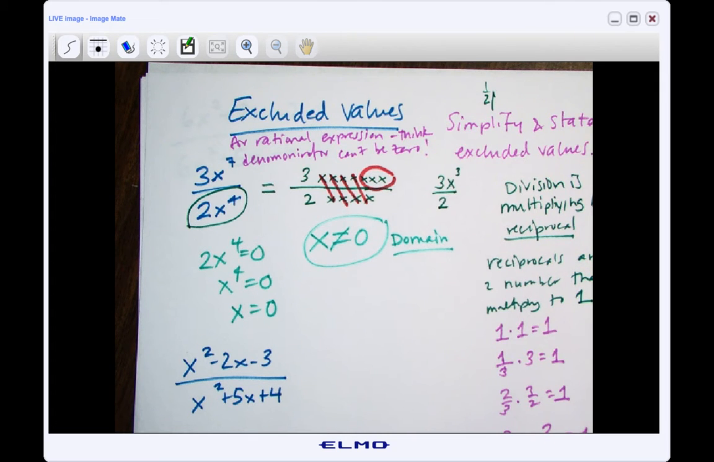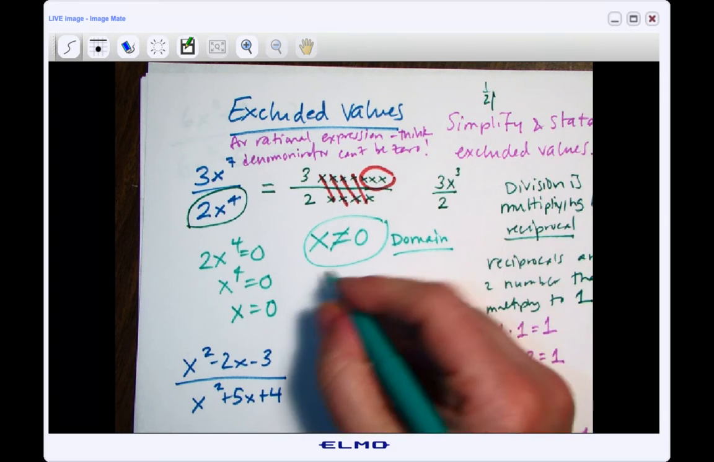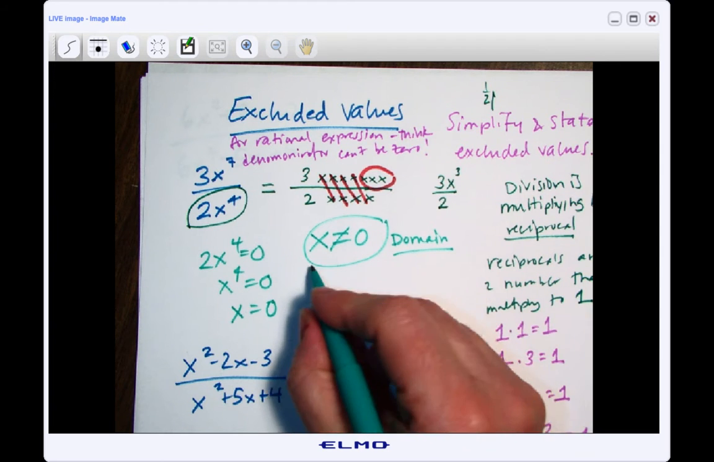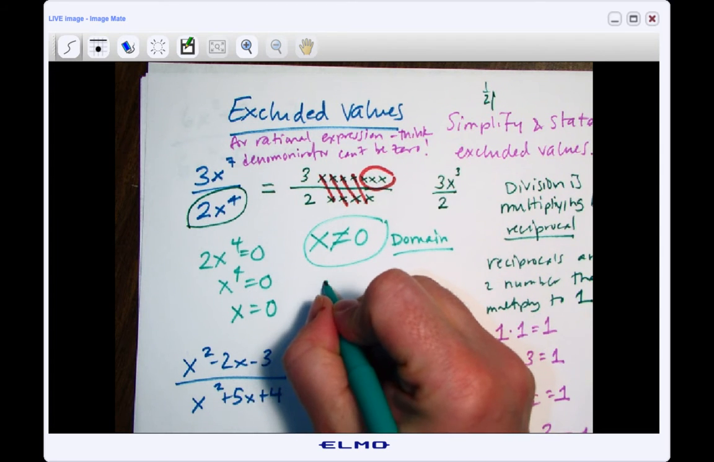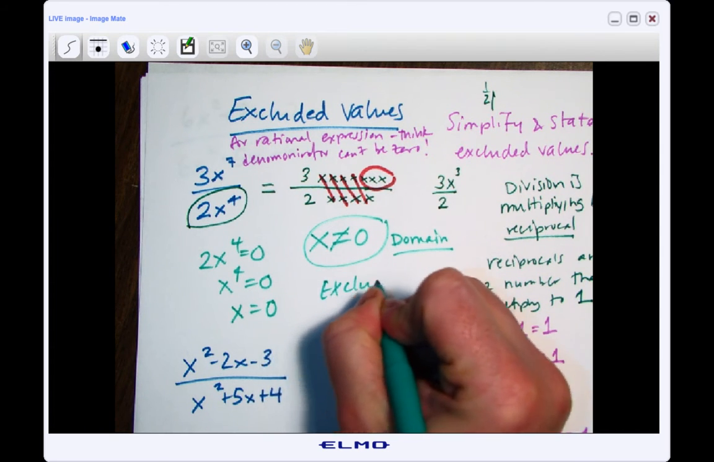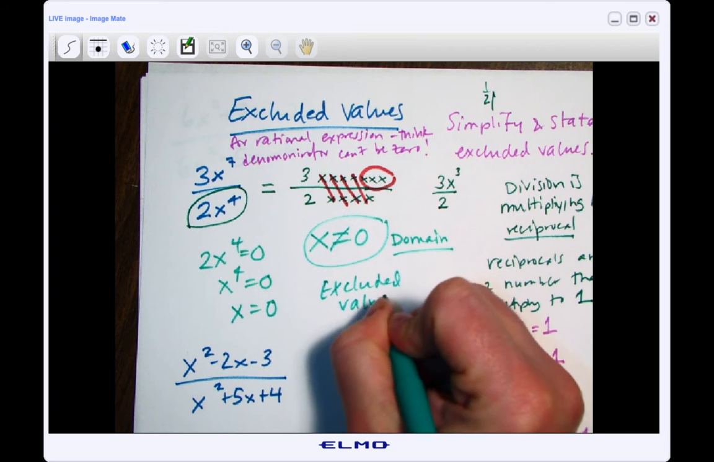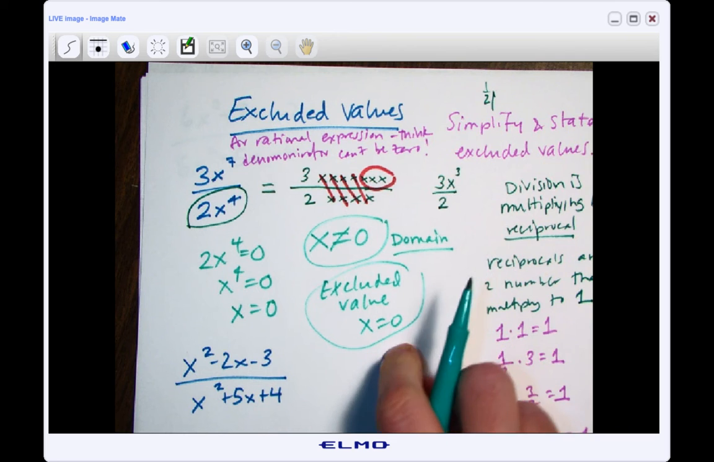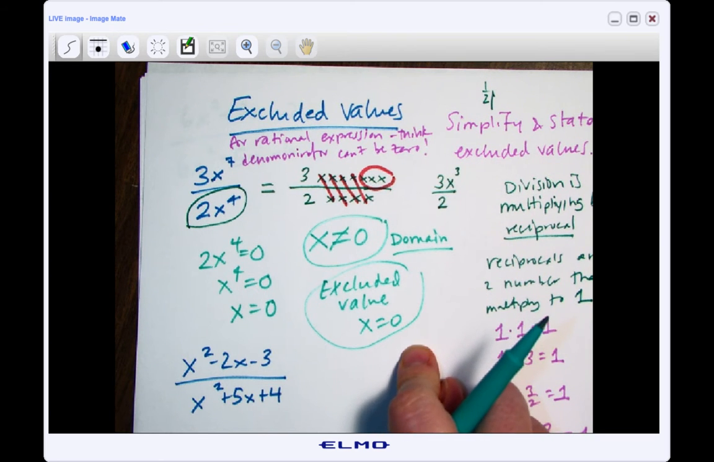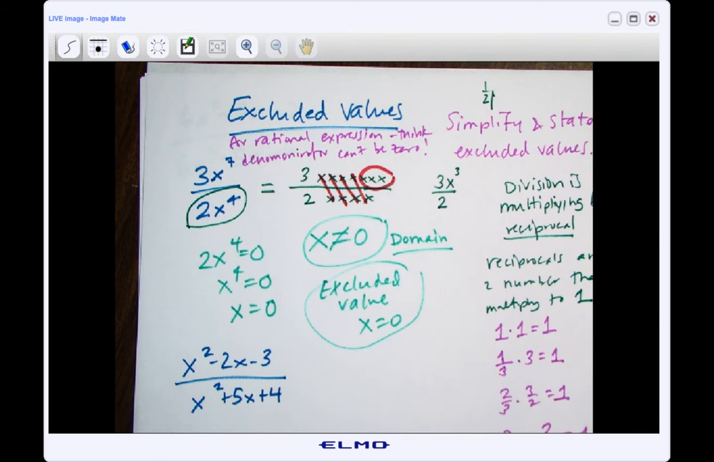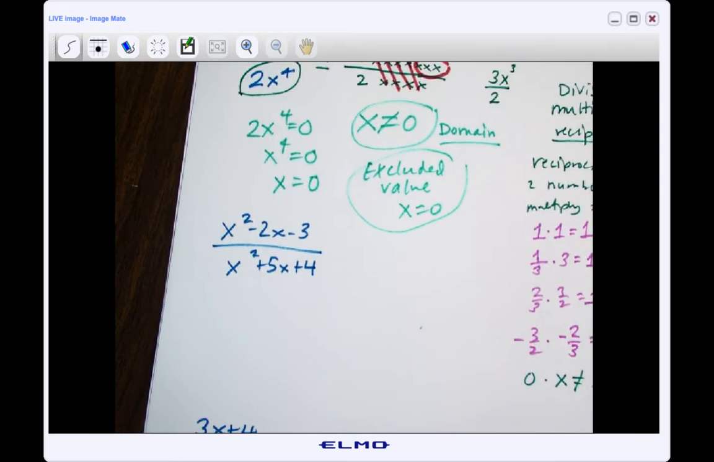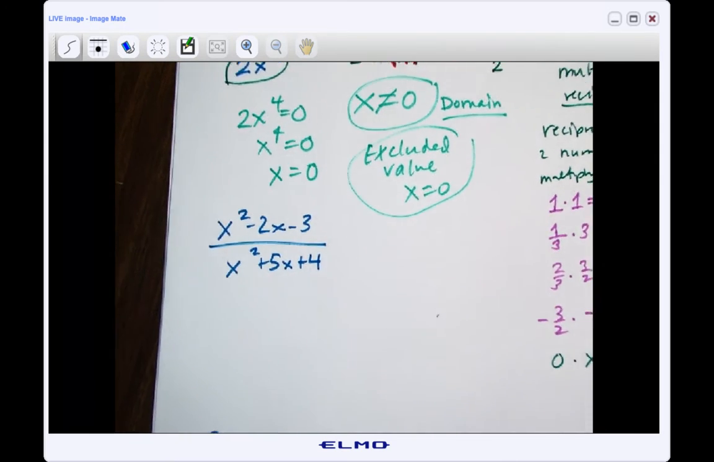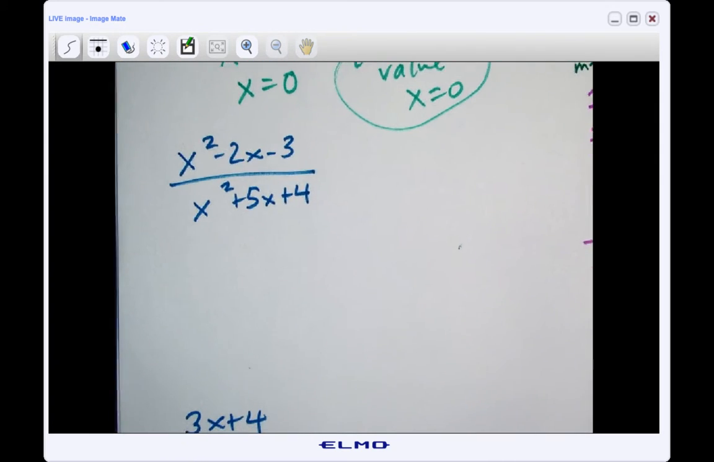Okay, so that would be how we describe the domain. Sometimes they use the word domain, sometimes excluded values. You can say x cannot equal 0, or you can say your excluded value is x is equal to 0. You can say it these two ways. I think either of those anybody would accept as a good answer. Okay? All right, let's take a look at this one.